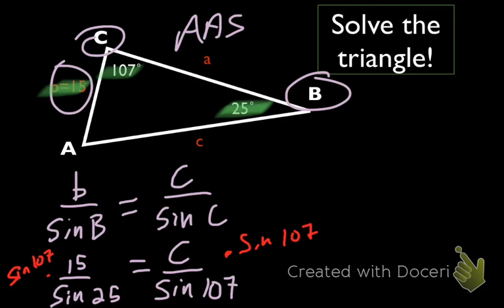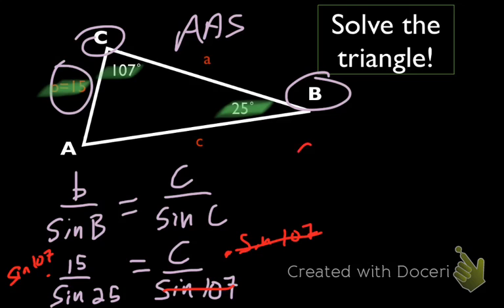Why does that work? Cross multiplication would work beautifully. You can cross multiply if you want, it's going to take you an extra step. Sine of 107 is just a number, right? I can punch that into my calculator and it'll spit back some decimal value. That's just a number, so I can multiply both sides by it. That will leave me with just c.